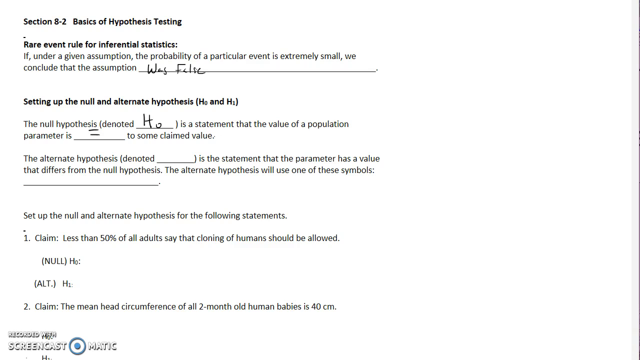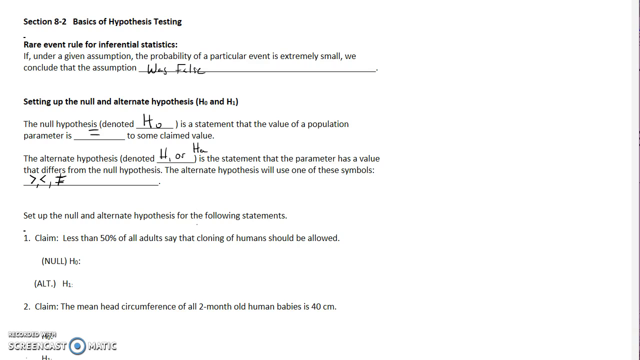The alternative hypothesis, denoted H1, you might also see it denoted H with a little a, is the statement that the parameter value has a symbol that differs from the null hypothesis, so it is not going to be an equal sign. The alternative hypothesis will use one of the following symbols: either a less than, a greater than, or a not equal to symbol. This is a new symbol for us, but it's how you say that something is not equal to a value. So we're going to get a little practice setting up the null and alternative hypothesis now.